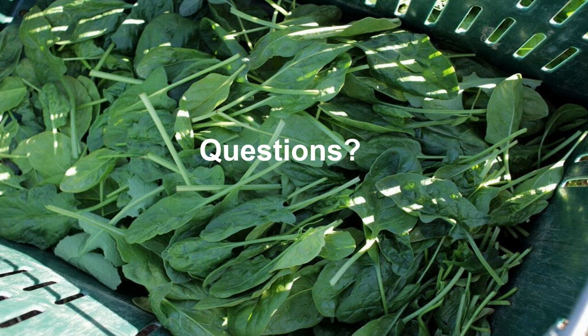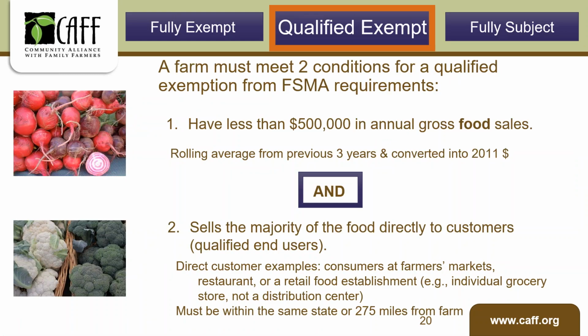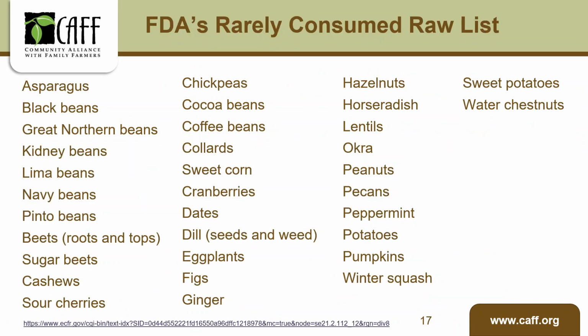Great, thank you. And then someone wrote in wondering if Chinese dates, also known as jujubes, are considered to be in the rarely consumed raw category. I was just going back because I don't have the raw list memorized. I know regular dates are on there, but jujubes are not. And so if they're not explicitly spelled out on this list, then they are not considered on the FDA raw list at this point in time.